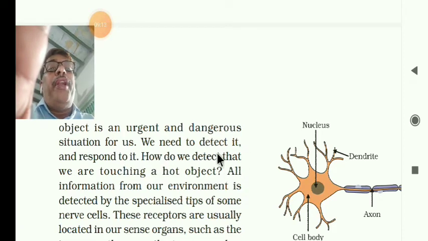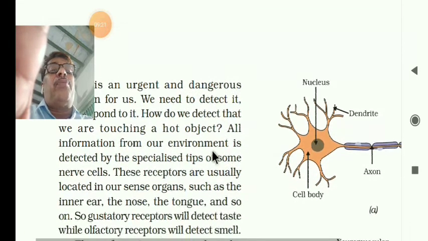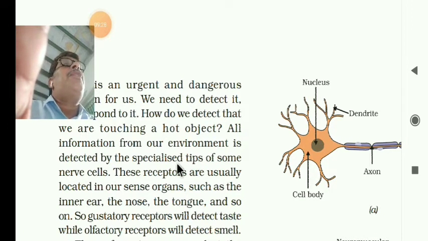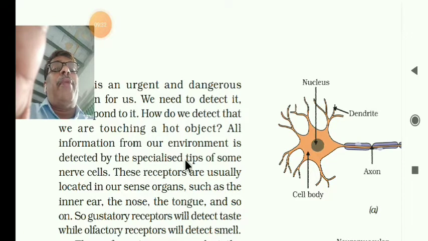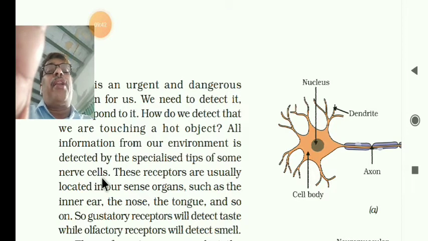How do we detect that we are touching a hot object? Dear students, how are we identifying it? All the information from our environment is detected by the specialized tips, the extreme ends of some of the nerve cells. Due to that, immediately we are recognizing it.